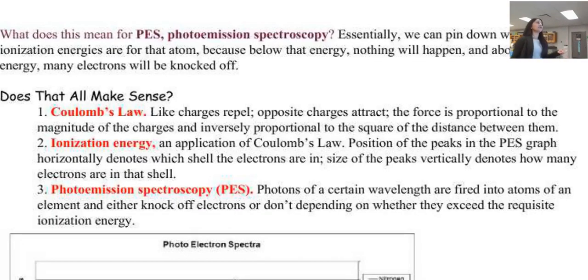What does this mean for PES? Essentially, we can pin down what ionization energies are for that atom, because below that energy, nothing happens. And then above that energy, those electrons can be knocked off. Okay, does it make sense?